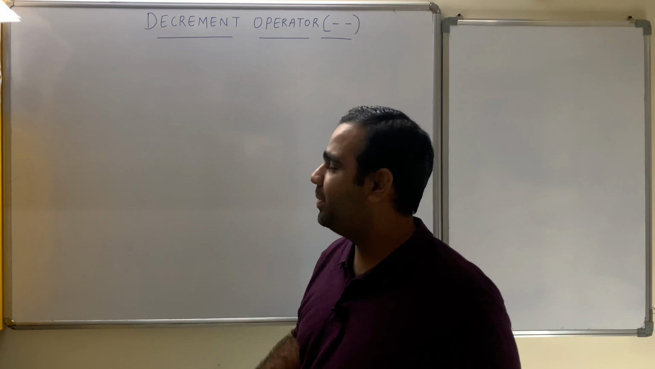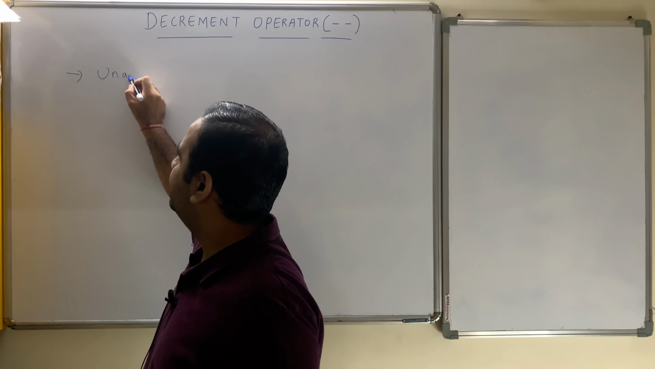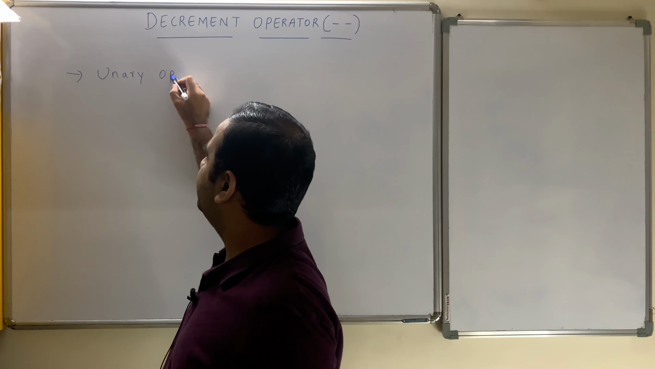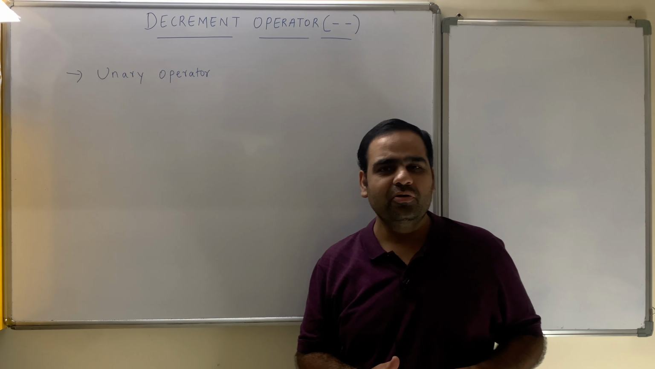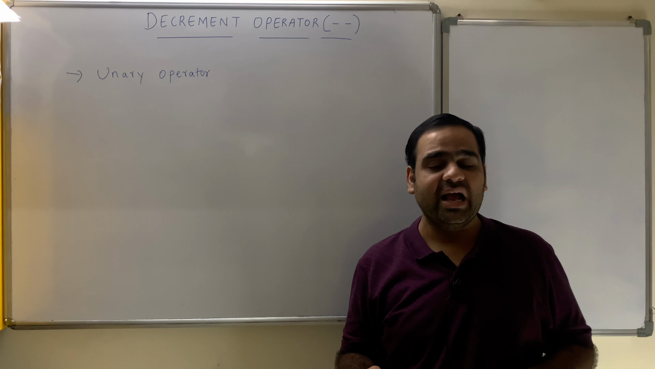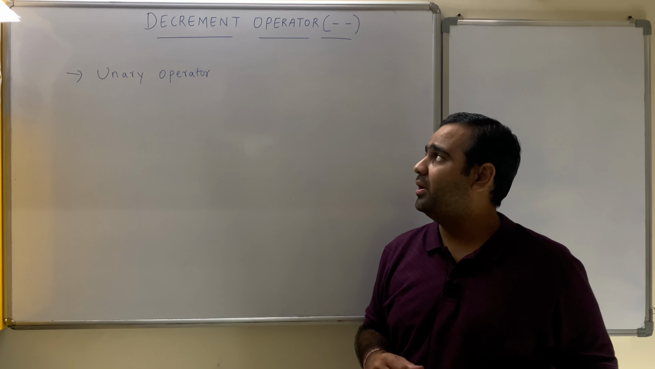This decrement operator, same as the increment operator, is an unary operator. Now what is a unary operator? The operator which acts on the single operand is called as an unary operator.